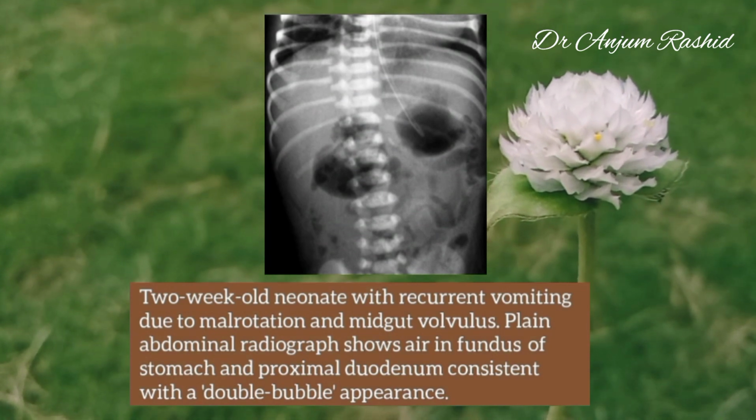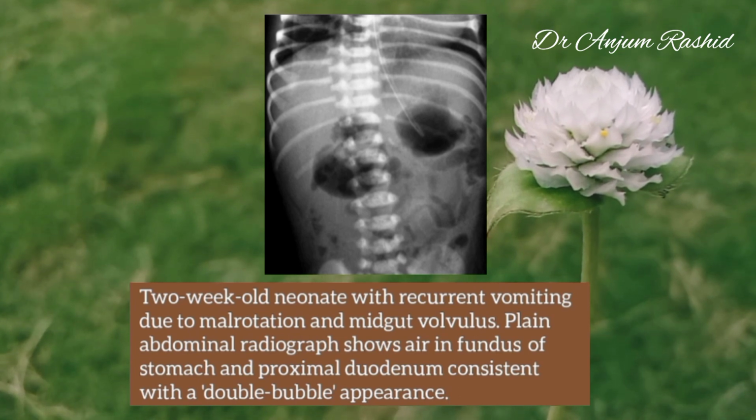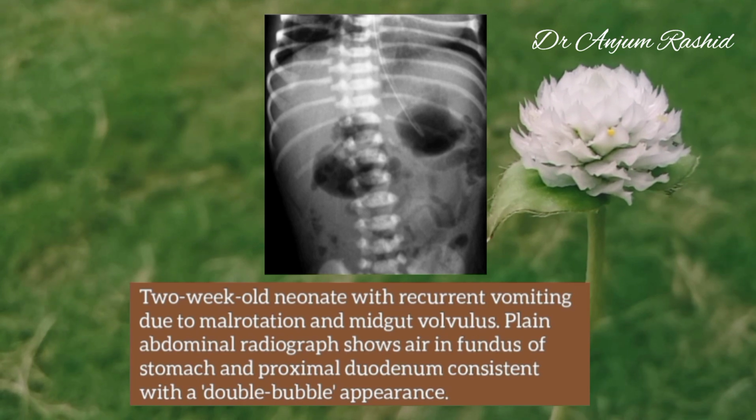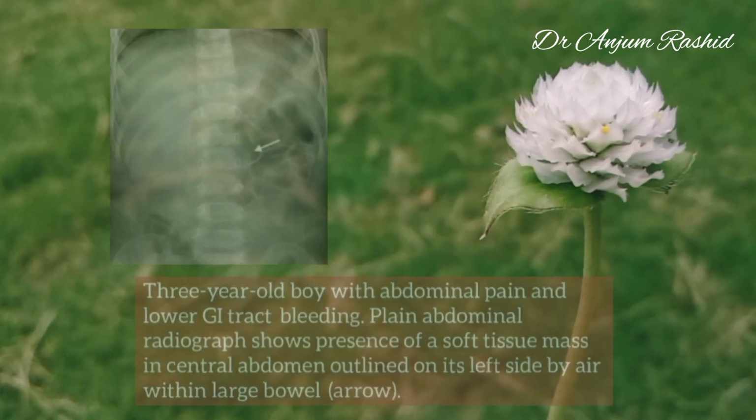Now, 2-week-old neonate with recurrent vomiting due to malrotation and midgut volvulus. Plain abdominal radiograph shows air in the fundus of the stomach and proximal duodenum. This is consistent with a double bubble appearance.